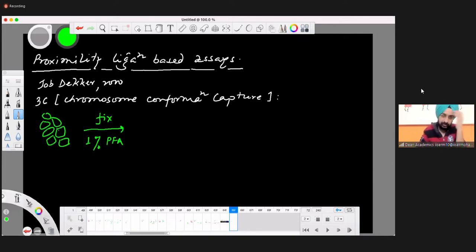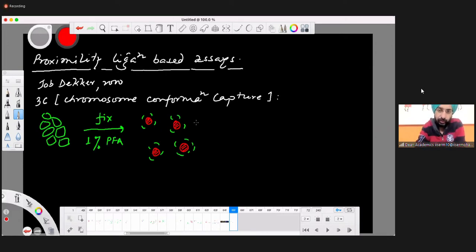The second step is, of course, you need to lyse the cell. The cell wall is broken using detergent or whatever buffer you have. So after cell lysis, you will be left with your nuclei, right? Now, cell lysis can also be performed using a homogenizer, which is a physical method of cell lysis. You can also isolate chromatin, or even before isolating chromatin, you can do the digestion of the chromatin inside the nucleus.